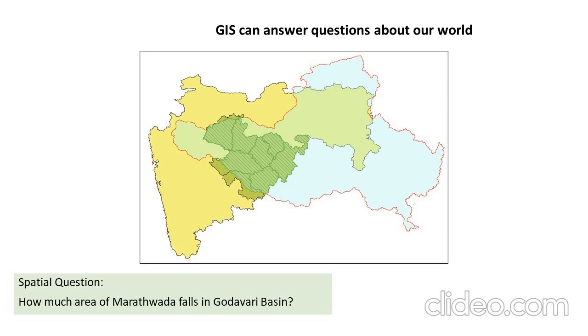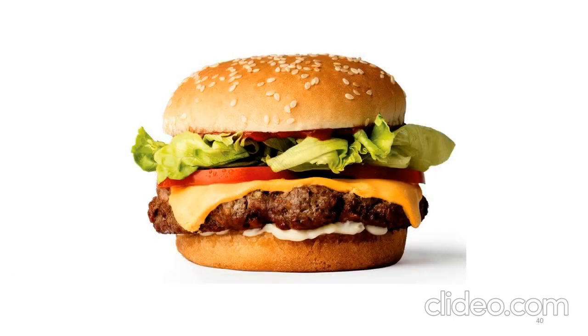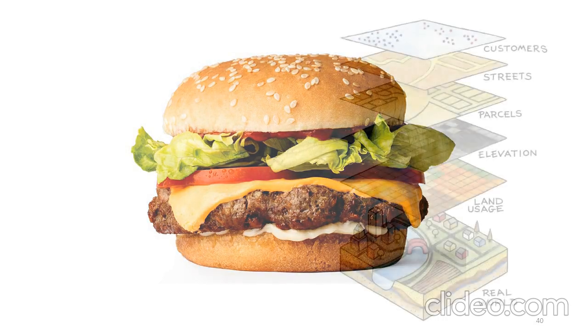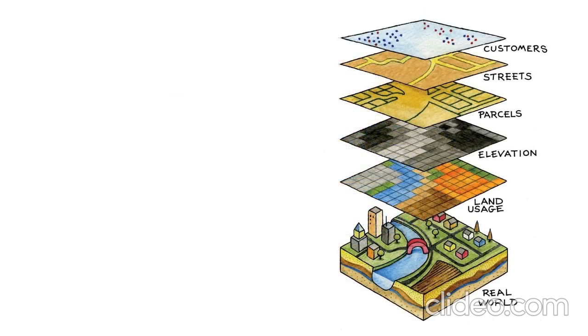Now let's take a break from GIS and talk about burgers. Isn't it yummy? Have you ever ordered a burger? It consists of multiple layers. As per your choice and taste, you instruct which layers you want and customize the burger for yourself. GIS does the same thing. In GIS, the information is stored in multiple layers. Each layer is a map. Depending on its type, the layer can store only a particular type of information.